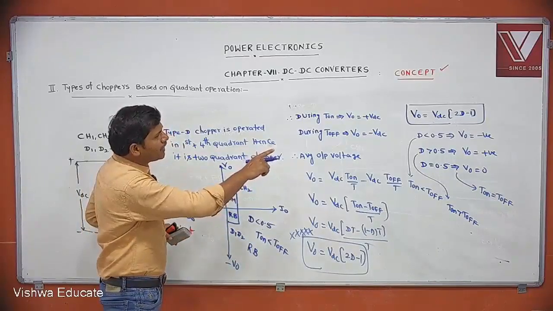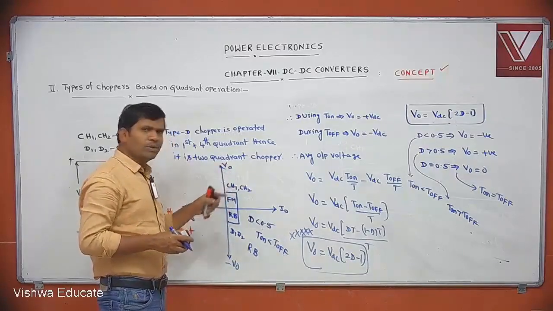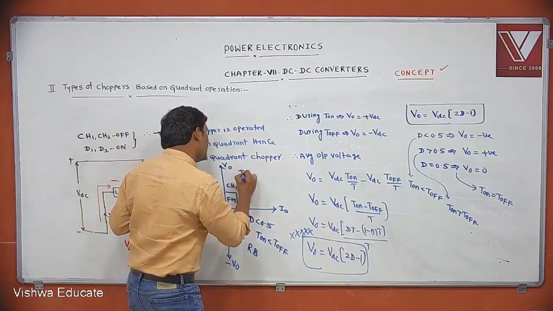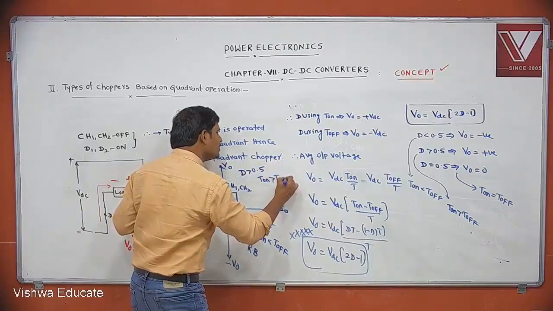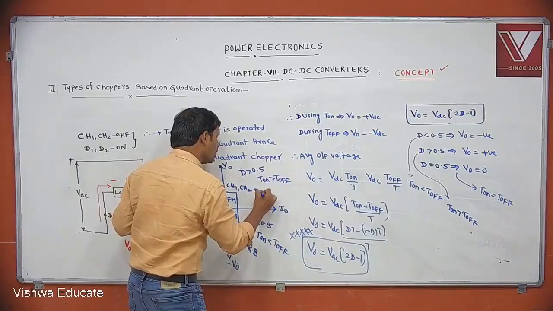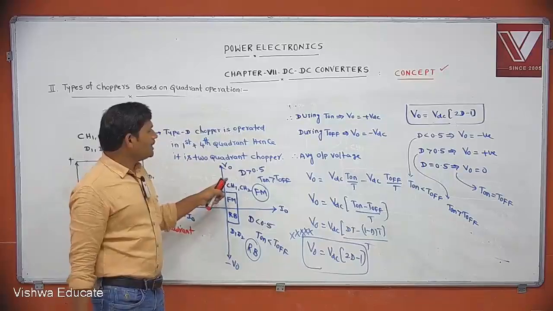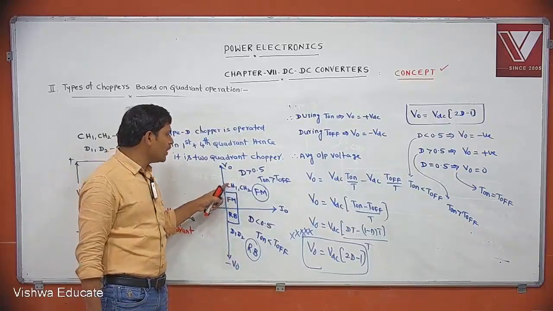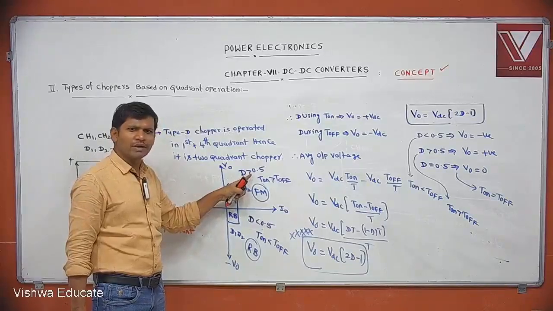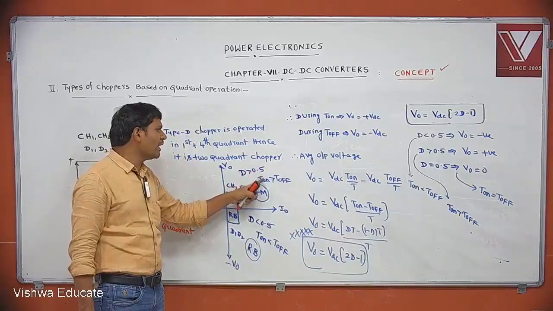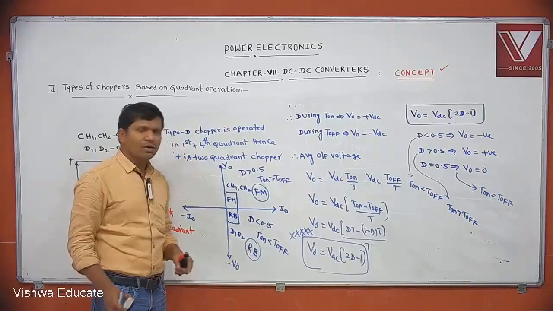D greater than 0.5, V naught positive. V naught positive means this area. That means for D greater than 0.5, T on is greater than T off. Then this is which mode? Forward motoring mode. That means this chopper is used to control the motor in forward motoring for D greater than 0.5. You can expect this for any question. For duty cycle greater than 0.5 we can use this for motoring control. For duty cycle less than 0.5 this is used for braking control.